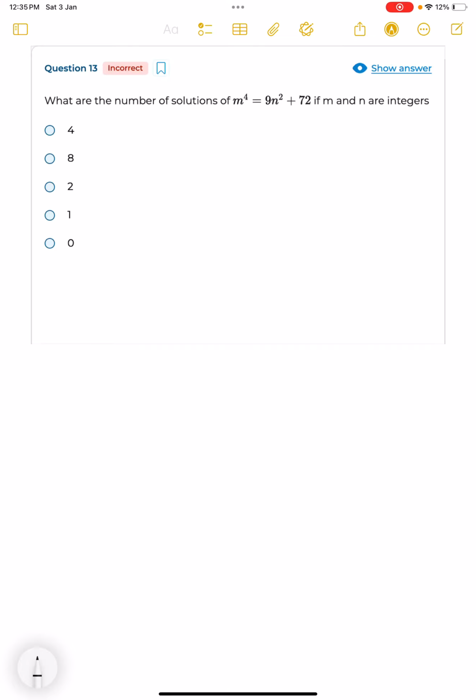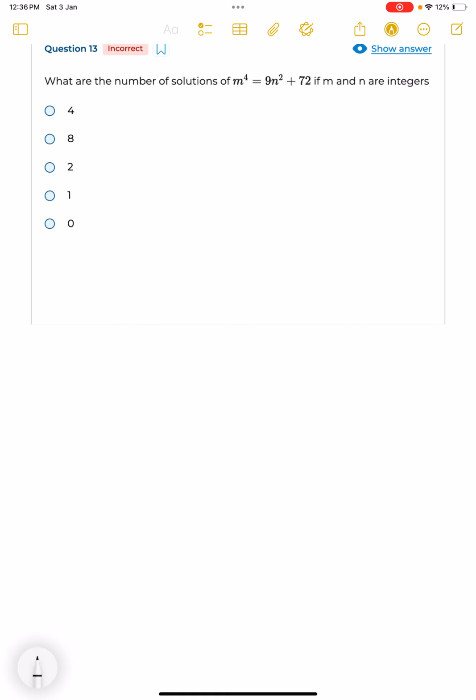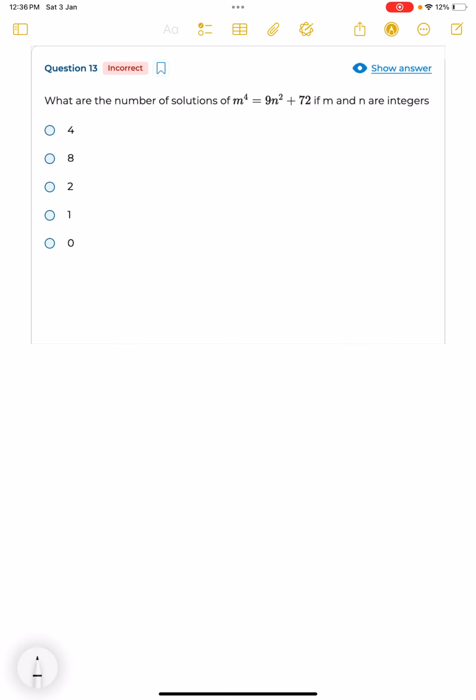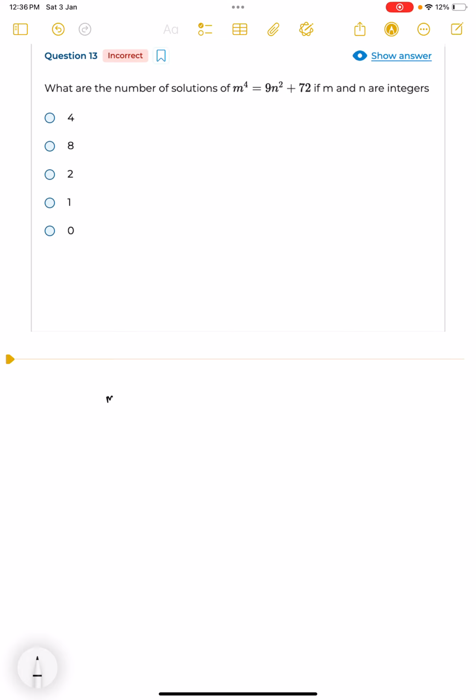So this is a good question from number systems. So basically, you have m^4 as 9n^2 plus 72.